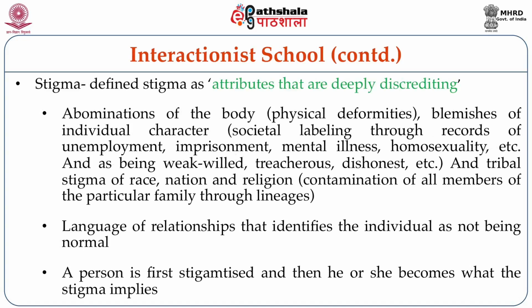And because of the process of institutionalization, the person completely loses his self-esteem, and undergoes various kinds of physical deformities because of the torture. There are blemishes of individual character, labeling through a process of continuous naming and shaming of the person, and then the tribal stigma of race, nation, and religion, which gets transmitted from the individual to the family of the person. Entire families and communities then get labeled as criminal communities. And the person is first stigmatized, and then later on the person becomes what the stigma and the label has been put on that person.